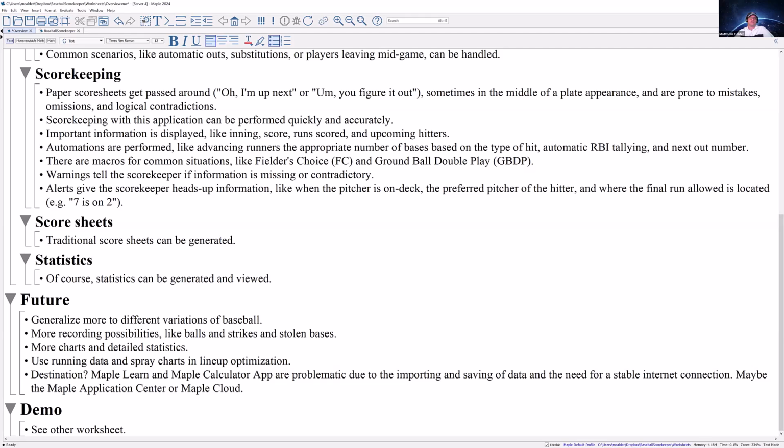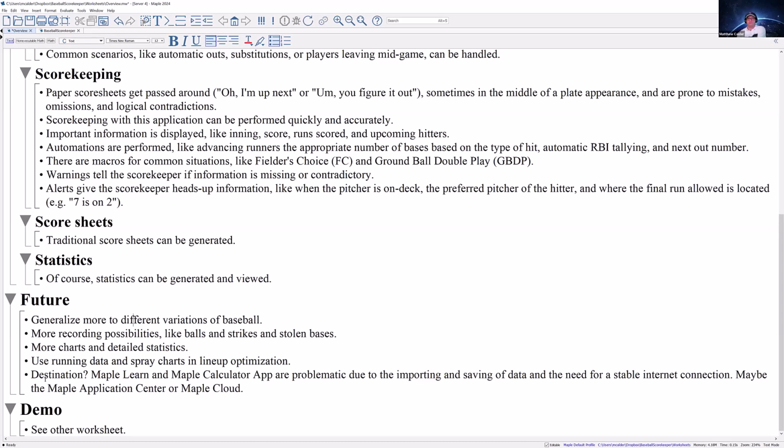There's running data and spray chart information that you can record, but they're not used. I'd like to take that into consideration for the lineup optimization. For example, the runner speed factors in. If they hit into a lot of double plays or fielder's choices, that matters. If the runner goes first to third a lot, that matters. Those things would be useful for the lineup optimization.